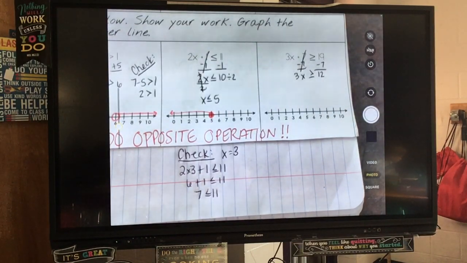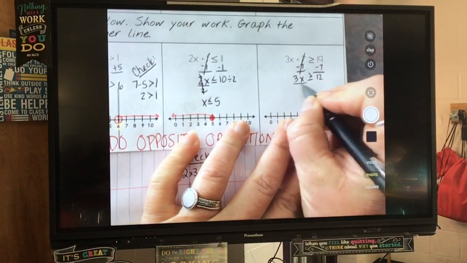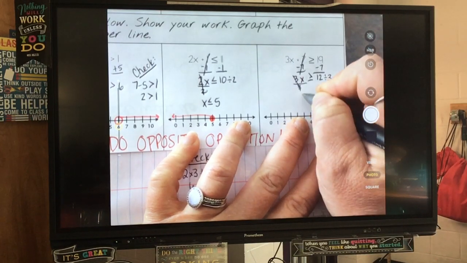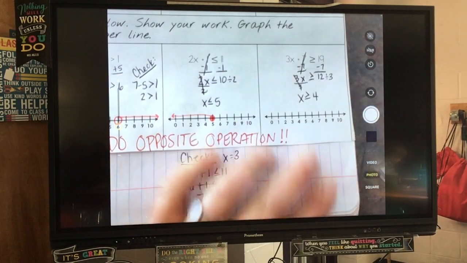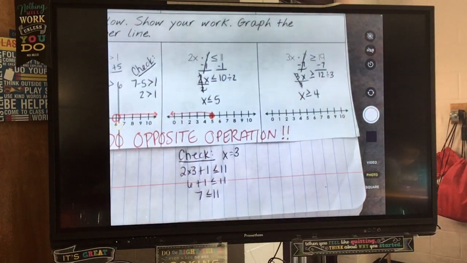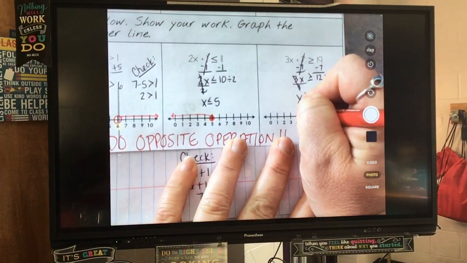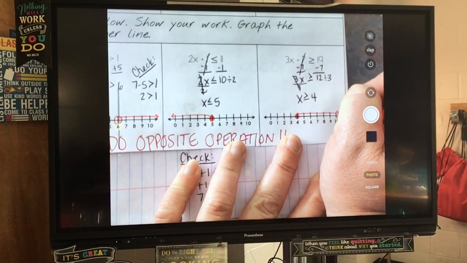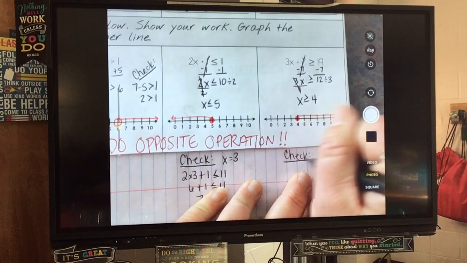Alright, then what do we do, Gabby? Then, since 3x is multiplication, we're going to divide 12 by 3 and 3x by 3, and then we'll have x is greater than or equal to 4. Perfect. Alright, and if x is greater than or equal to 4, what is my graph gonna look like? Abby? A closed circle and then you're going to the right.